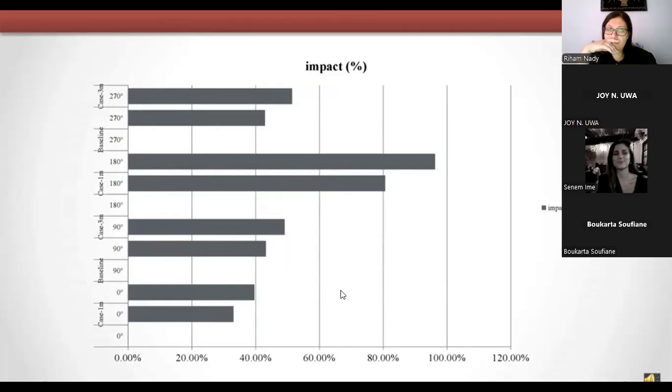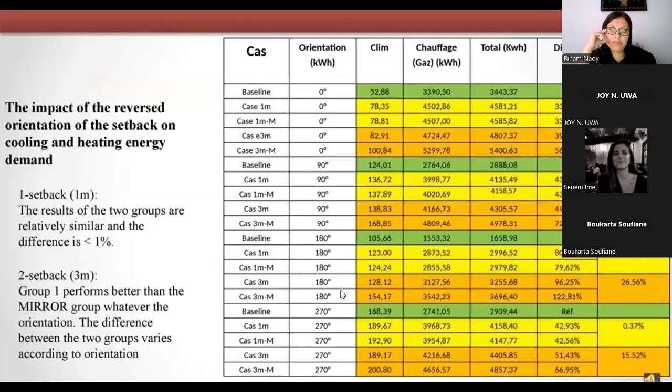And also, for the impact of the reversed orientation of the setbacks on cooling and heating energy demand, we can observe two things. For the setback with 1 meter of depth, the results of the two groups are relatively similar, and the difference is less than 1%. In the second situation, with a setback of 3 meters of depth, we can see that group 1 performed better than the mirror group, whatever the orientation. The difference between the two groups varies according to the orientation.